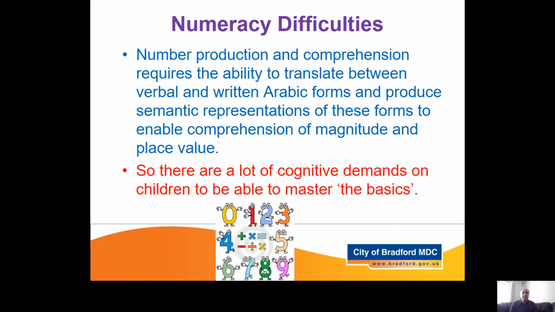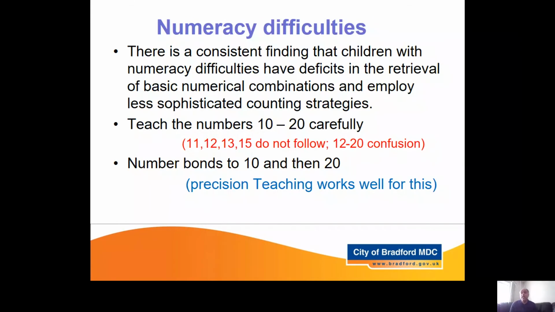Number production itself is complex enough. You've got to translate a verbal and written Arabic form into a semantic representation in your mind and do some kind of comprehension of magnitude and place value. So there are huge demands in mastering just the basics, and it's no wonder that some children struggle to master the basics. Consistently, we've found that children with numeracy difficulties have deficits in retrieving basic numerical combinations, and they have less sophisticated counting strategies, often resorting to their fingers.